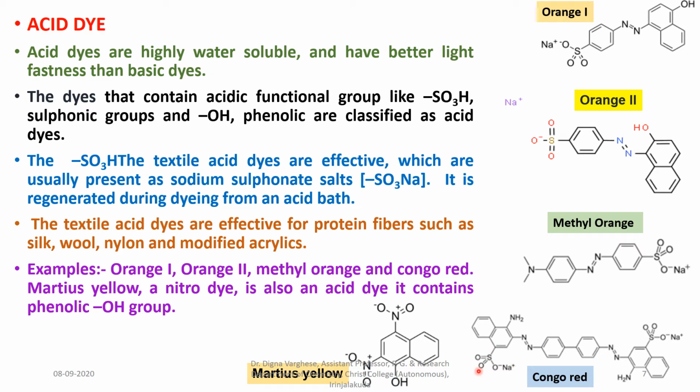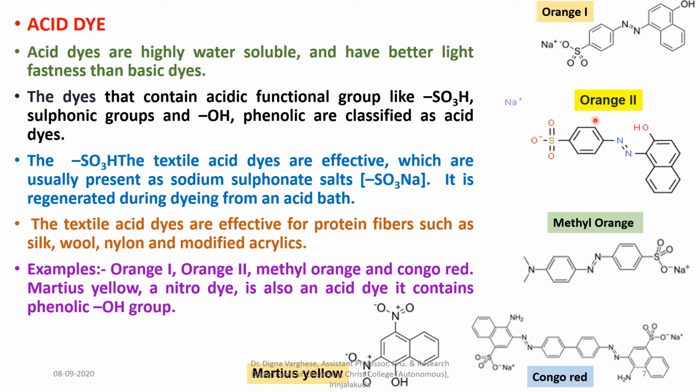Here the SO3Na group is present in the case of Congo red. Methyl orange also has SO3Na, that is sodium salt of sulfonate, so it can act as an acid dye. Orange 2 also contains SO3Na, and orange 1 also contains SO3Na. So acid dyes are highly water soluble. They have better light fastness property than the basic dyes.